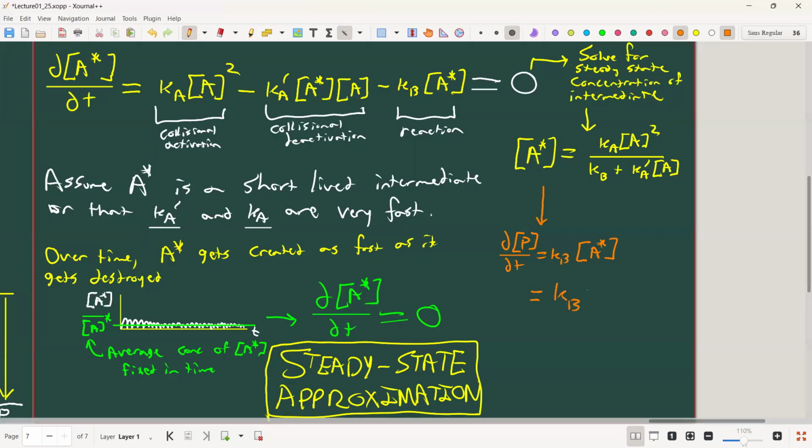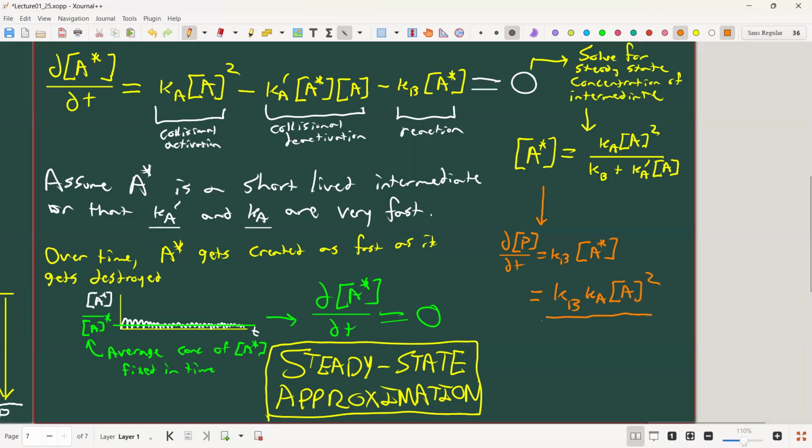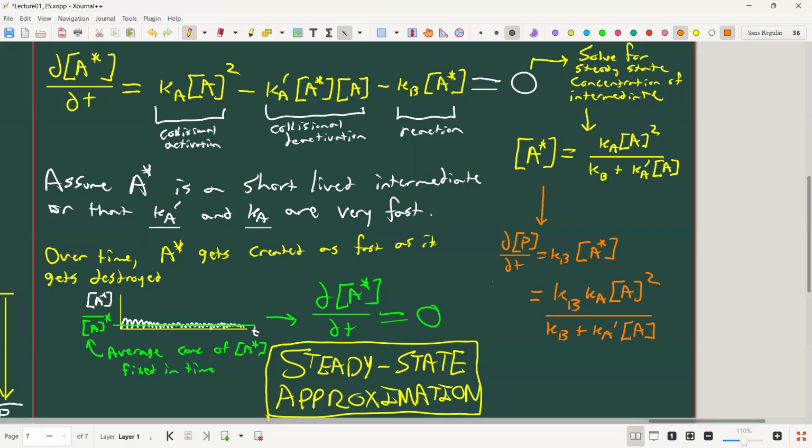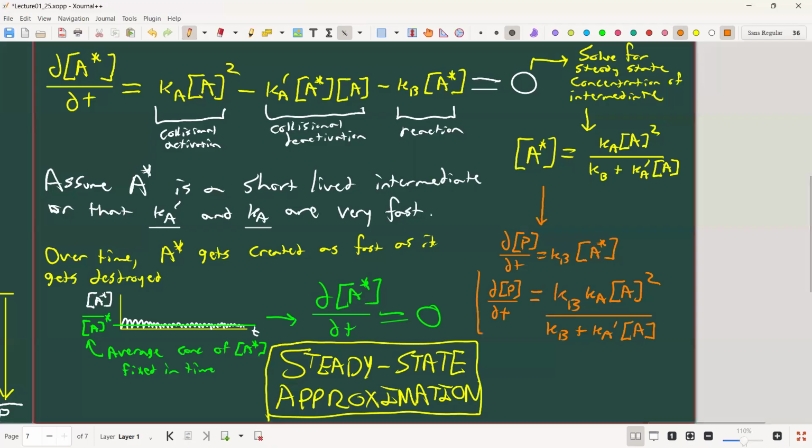And so we're left with Kb Ka A squared over Kb plus Ka prime A. All right, so this is what our rate law actually looks like.